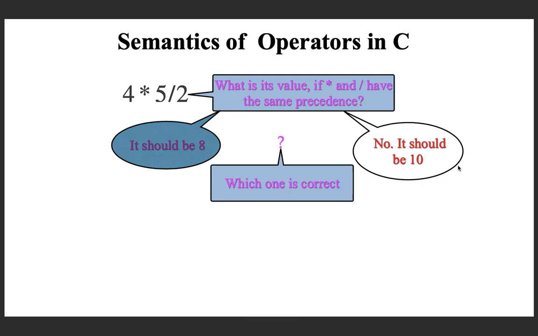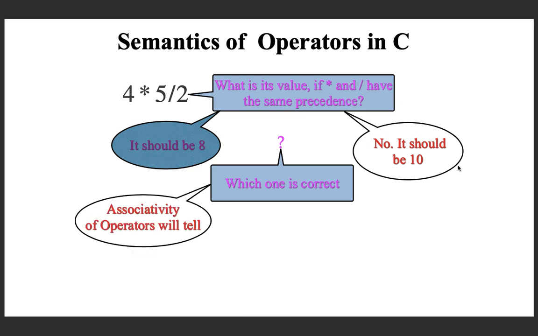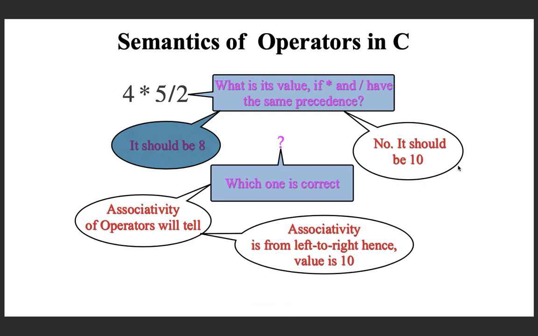In the C programming language, from among the operators with the same precedence, the order is defined by what is called associativity of operators. And here the associativity is from left to right. The leftmost operator will be performed first. So 4 into 5, 20 divided by 2 is 10.